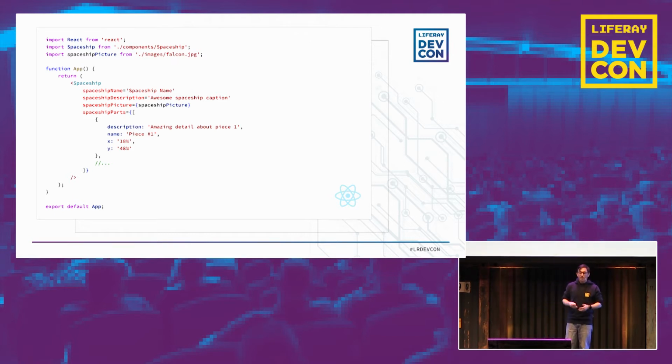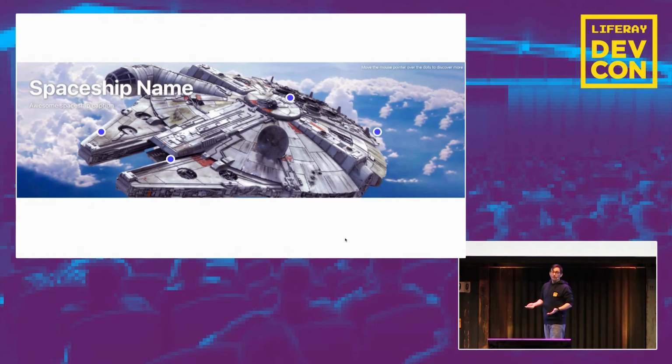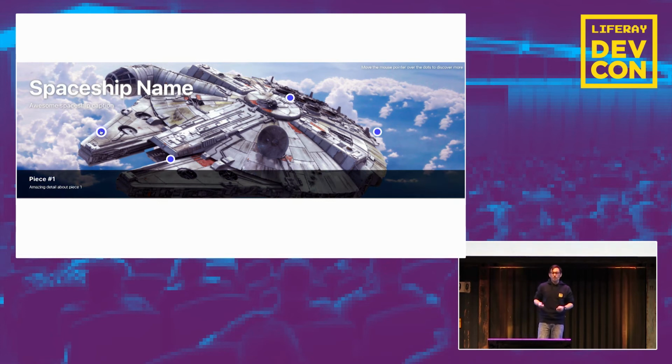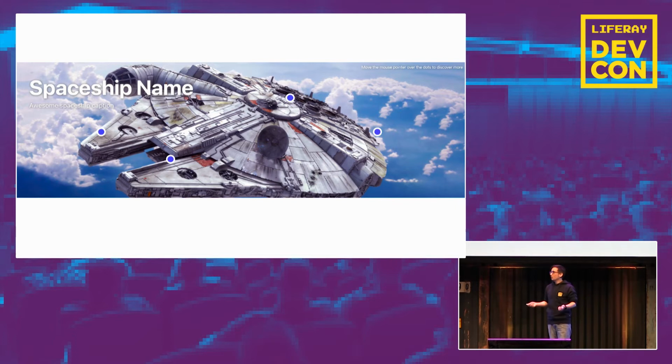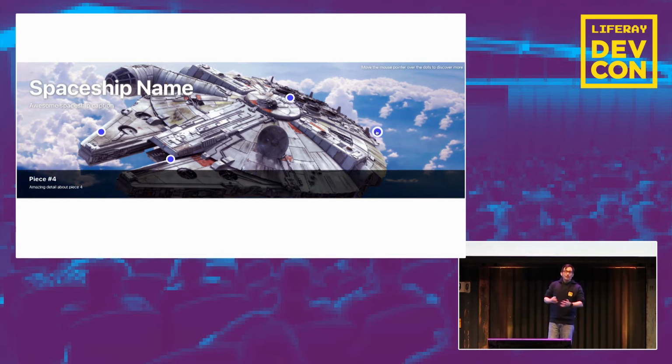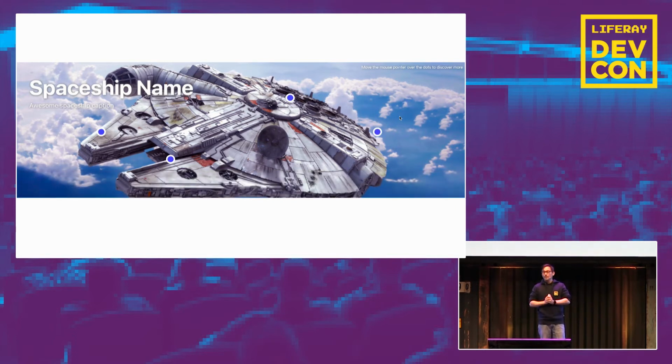This is the application. As you can see, just a React component. The entry point, we are calling the spaceship component, passing some data. Nothing special, just a React component, right? If we run it, as you can see, we have what our boss wanted. The picture of the ship with the name, a caption, and when we hover over these dots, placed over some pieces of the ship, this extra information appears. So, OK, mission accomplished.